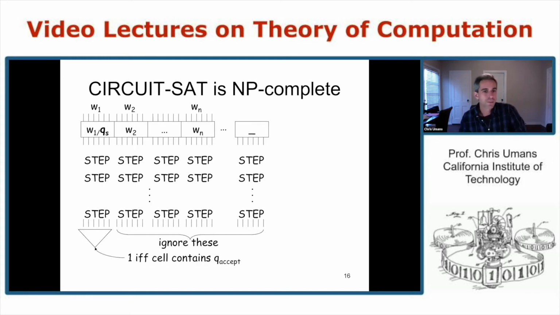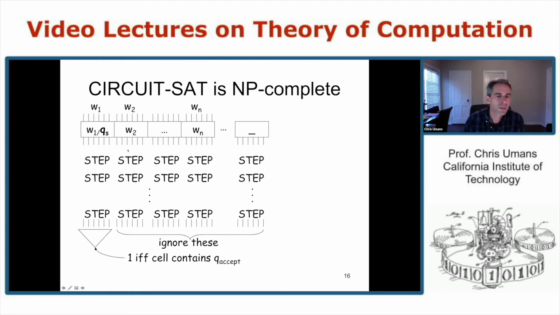And now if you wire together a bunch of those rows of step functions, you can get a big Boolean circuit that computes from the first row of the tableau the final row of the tableau, right? You just apply these Boolean circuits again and again and again.